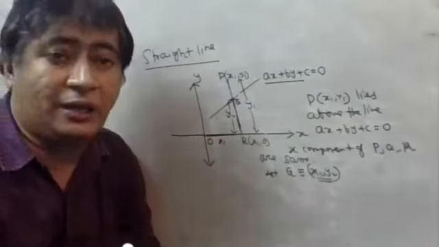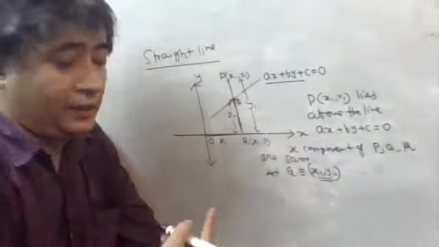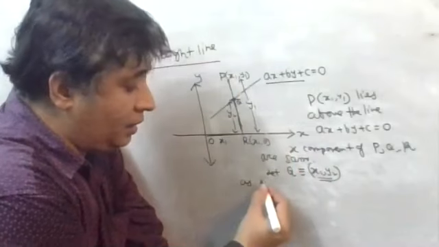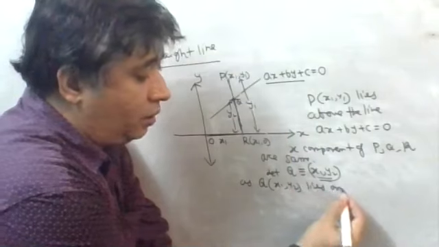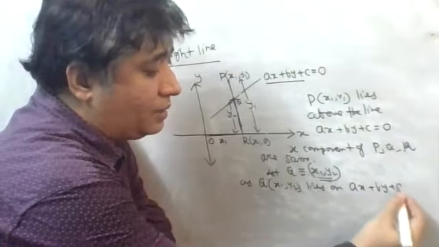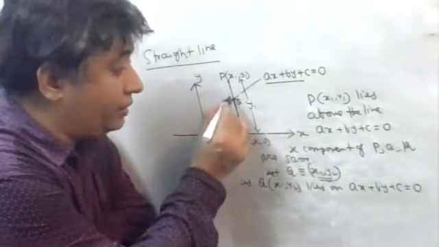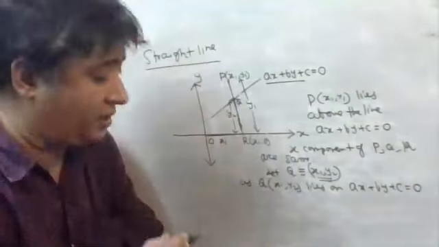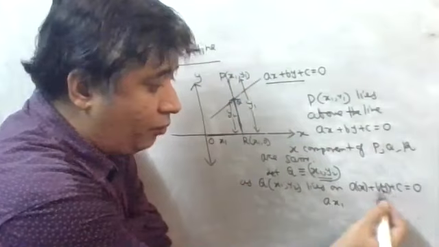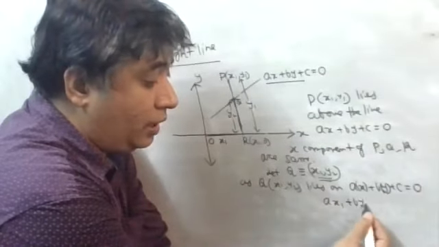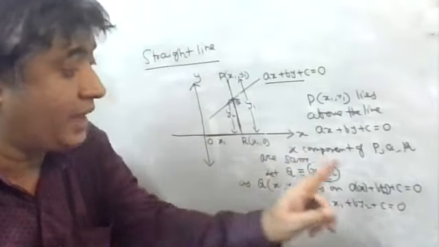A few minutes back, you were taught the condition of a point lying on the line. As Q, that is x1, y2, lies on ax plus by plus c is equal to 0, what conclusion can I draw? In place of x, I can put x1. In place of y, I can put y2. And c will remain unchanged. So this means the point satisfies the line.